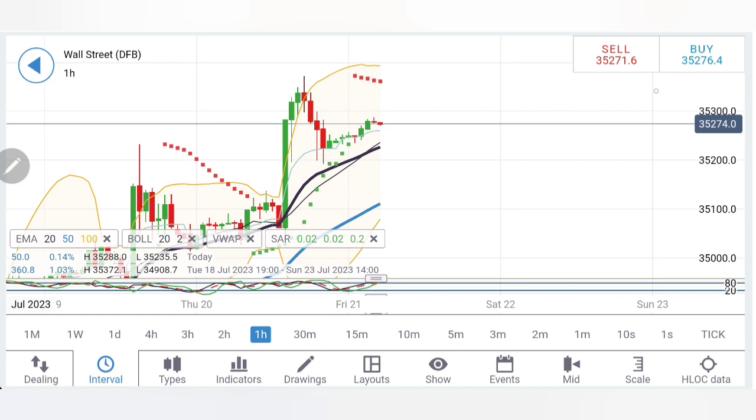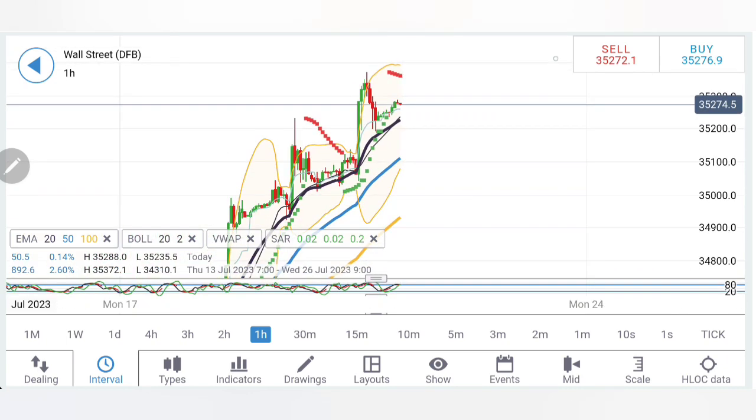Now, like how NASDAQ 100 continued with the rally earlier, Dow Jones is continuing the same. It is not willing to show a pullback. It is just continuing upward and upward. You can see higher lows, higher highs.